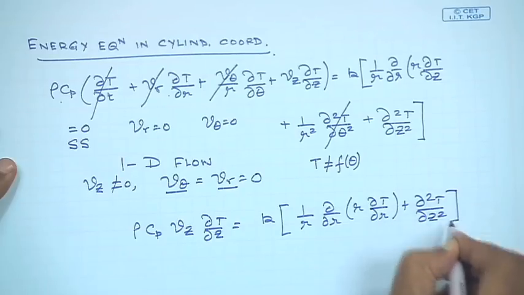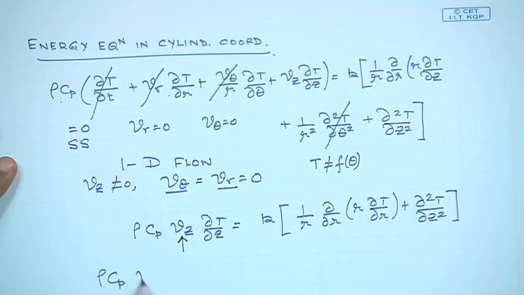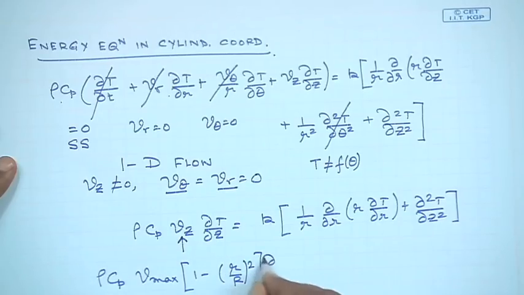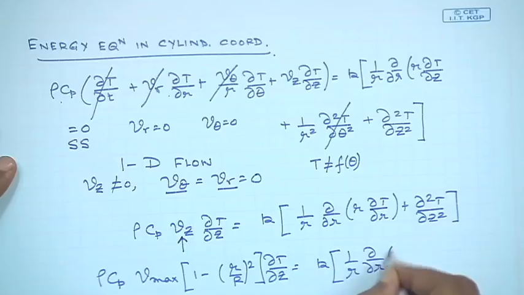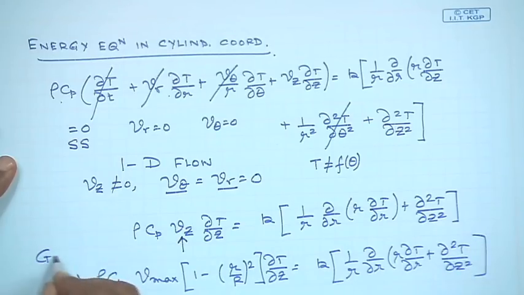This is my governing equation, and I simply substitute the actual velocity from my knowledge of fluid mechanics as rho Cp Vmax times 1 minus r by R whole square times del T del z is equal to k times 1 by r del r of r del T del r plus del 2T del z square. So, this is my governing equation.